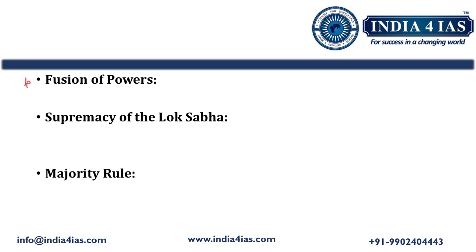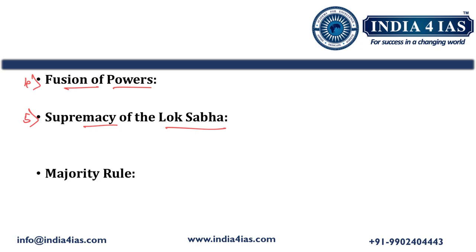Then the fourth point is fusion of powers. Fusion of powers means in the parliamentary system of government, there is an overlap between executive and legislative functions. For example, ministers are members of the legislature. The members of the council of ministers are also members of the Lok Sabha. So there is an overlap between executive and legislative functions. Then the fifth point is supremacy of the Lok Sabha. It means the dominance of the Lok Sabha in matters of finance and its ability to pass a vote of no confidence.